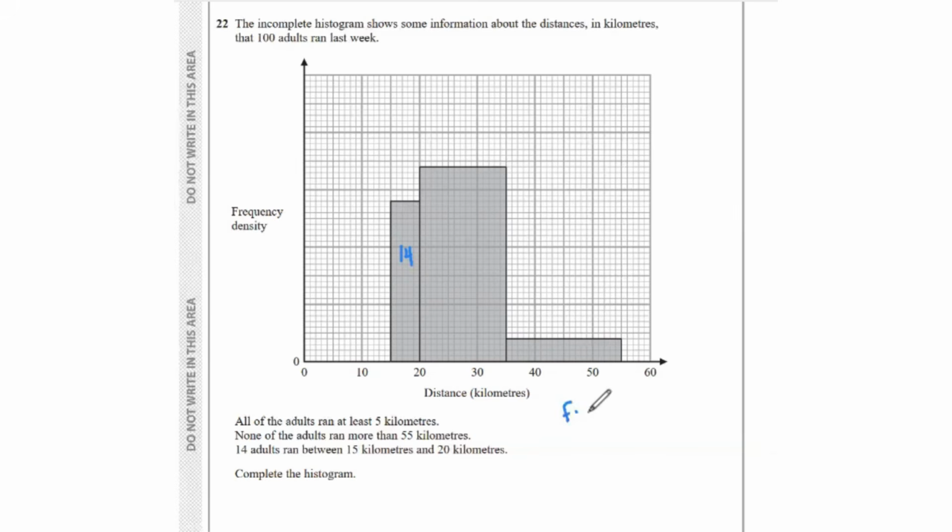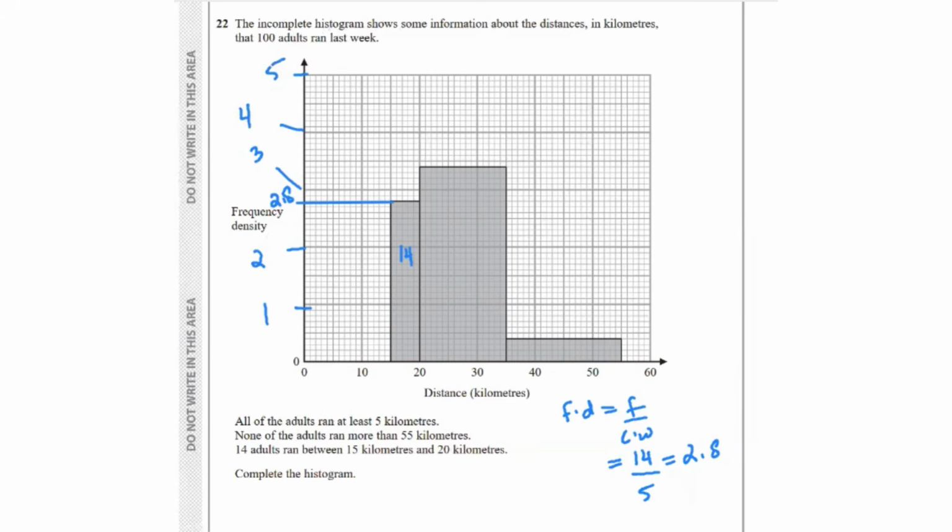So frequency density has the formula of frequency over class width. So for the 15 to 20, the frequency is 14 and the class width is 5. So 14 divided by 5 is going to give us 2.8. So at this point, your frequency density is 2.8, which means this is 3. This is 3, this is 2, and this is 1. This is 4 and 5.